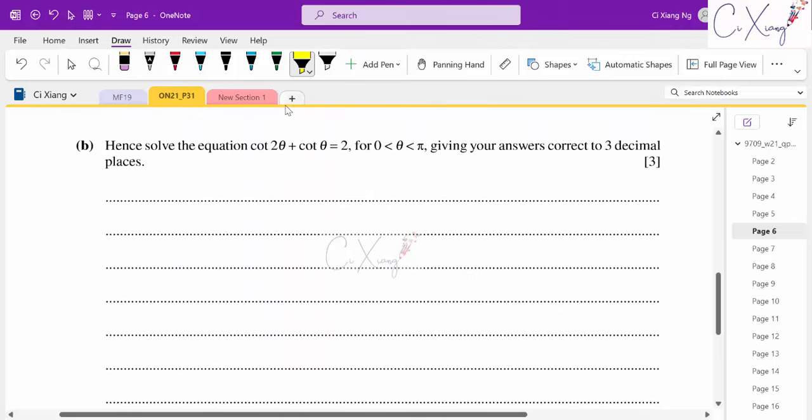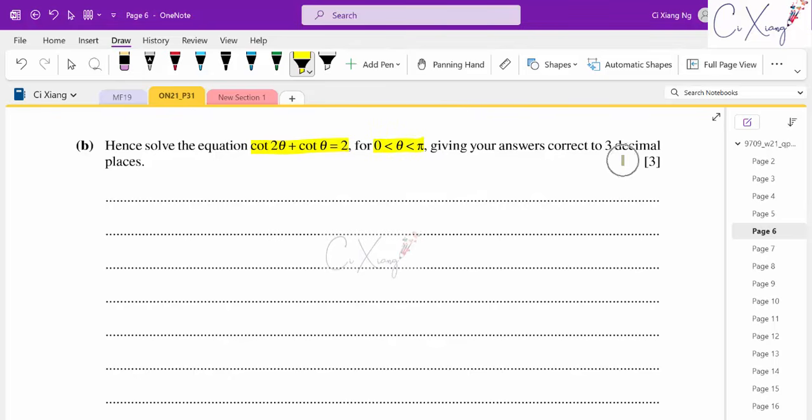Okay, then after that, let us proceed to part number B. For part number B, they want you to solve this particular equation, which you already proved as a tangent theta equation in quadratic, right? Okay, then your theta should be from 0 until pi, that means from 0 until 180 degrees. Your answer should be correct to 3 decimal places. So first of all, I know that this equation can be expressed as this quadratic equation. This is what we get from part A, right?